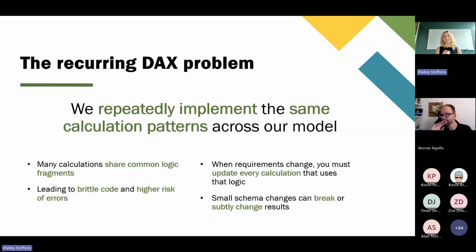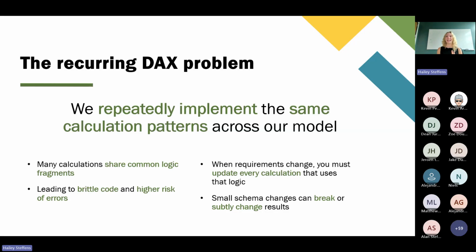First of all, this is extremely time consuming. And second of all, it's super error prone. It's super easy just to miss a location or mistype in one of the spots when you're trying to update that logic, which can lead to breaking your model or subtly changing your results without you even noticing. So all of this makes models harder and more time consuming to maintain.